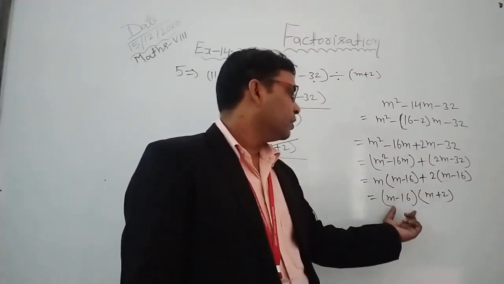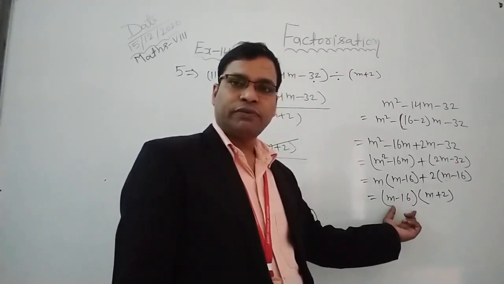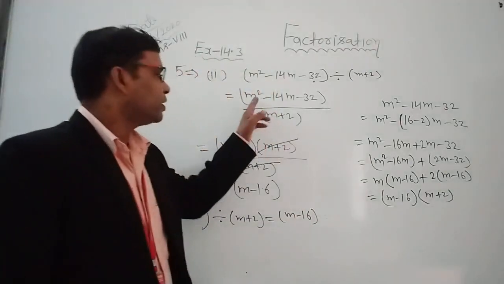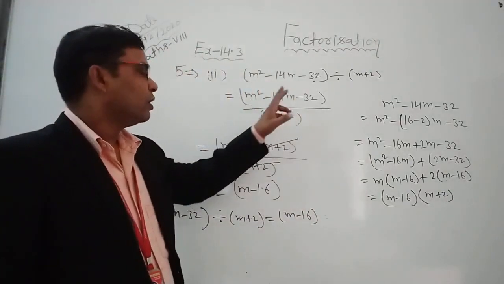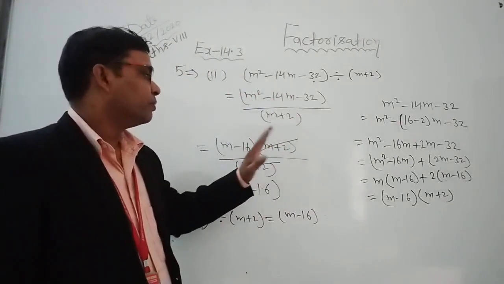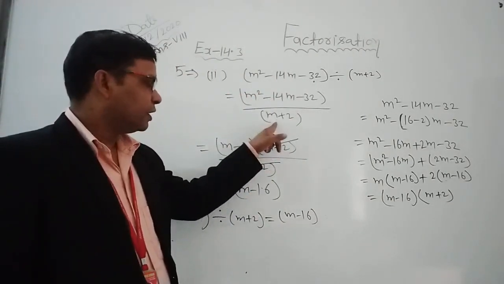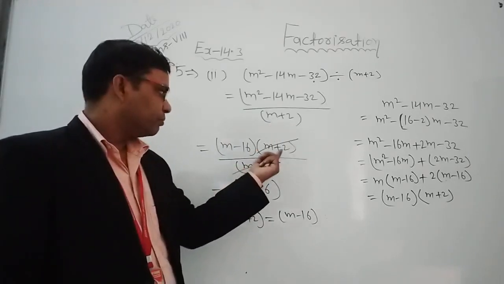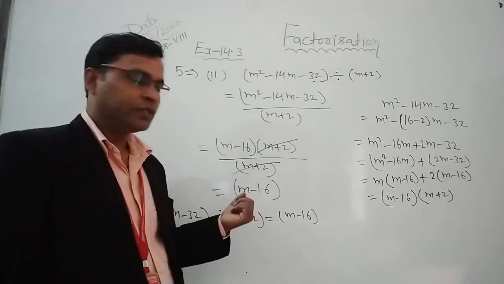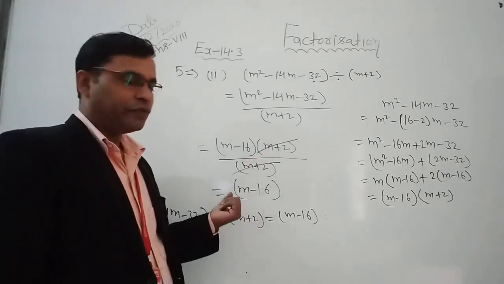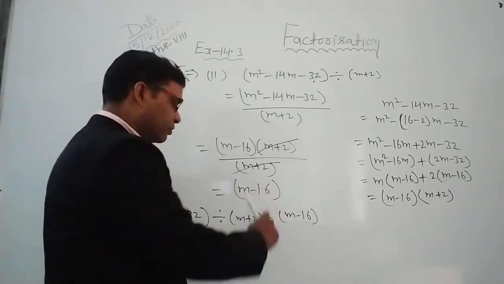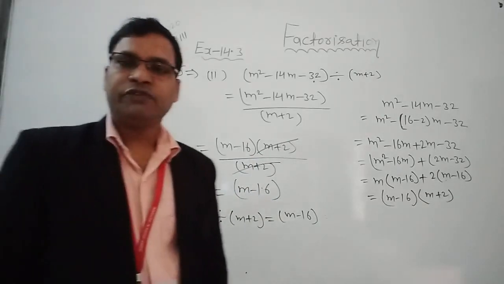So in this way you find the factorization of m square minus 14m minus 32 is equal to (m minus 16) into (m plus 2). Here we replace m square minus 14m minus 32 by (m minus 16)(m plus 2), and in the denominator we write m plus 2. Here you can see m plus 2 is common between them, so it will be cancelled and we get m minus 16 as a quotient. This is clear. Now students, I hope all of you understood these questions.